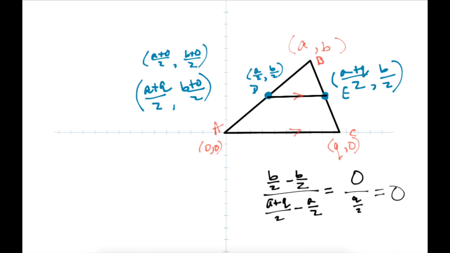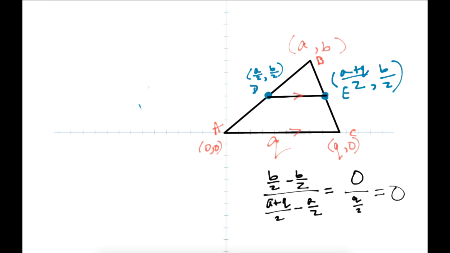The other half is to prove that the length of DE is half the length of AC. Now we know the length of AC is from 0 to Q, so that's Q units long. So let's use our distance formula to find the length of DE. This is where it's going to get a little messy.